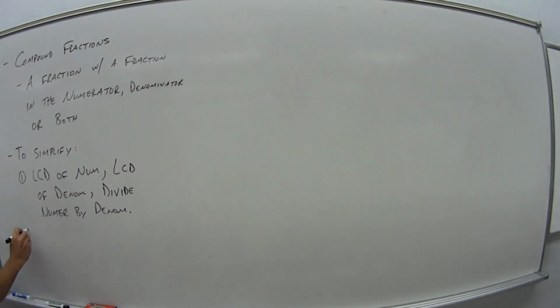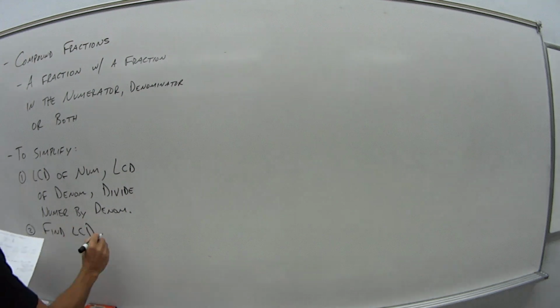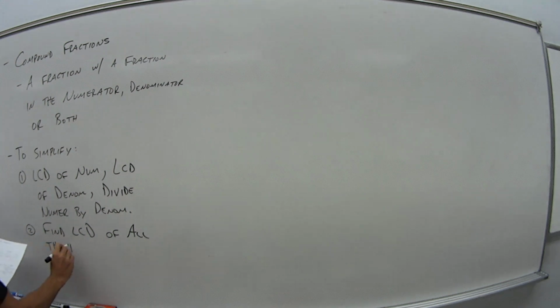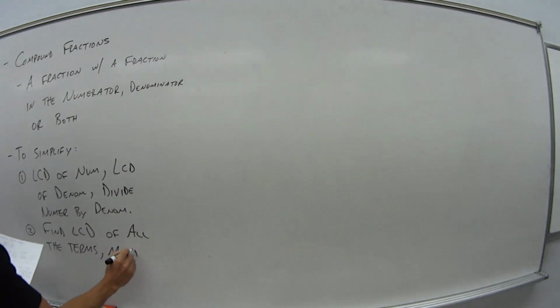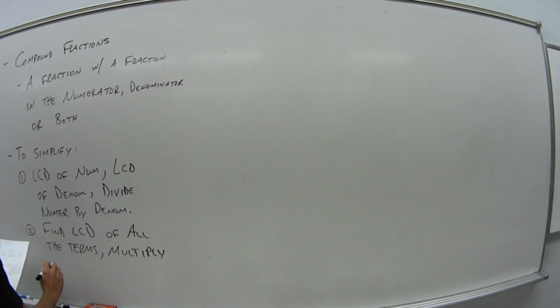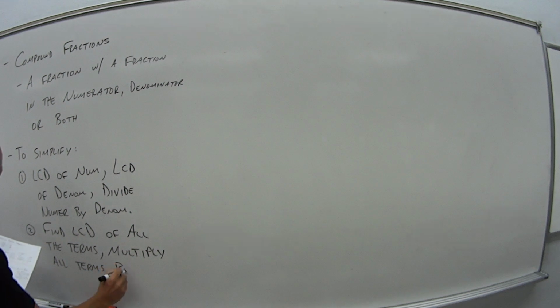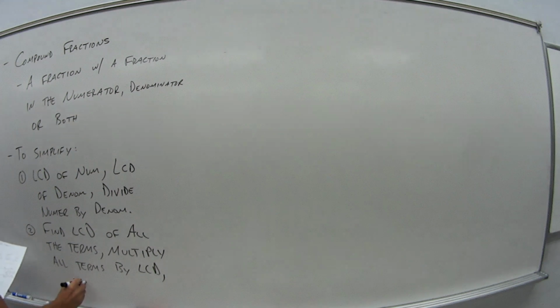Method 2 is just a couple less steps, so it's a little cleaner, like I said, less chance for me to make a mistake. But I'm going to find the LCD, the least common denominator of all the terms. And then I'm going to multiply all the terms by the LCD. And then once I'm done with that, I just simplify it. I should have a fairly nice fraction to work with.